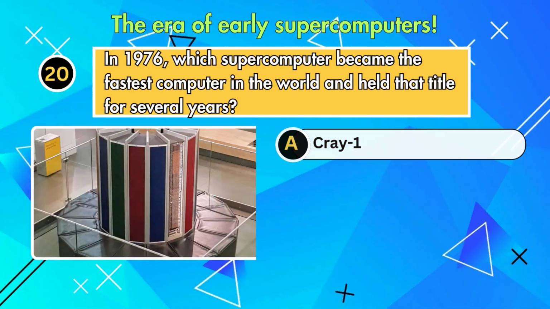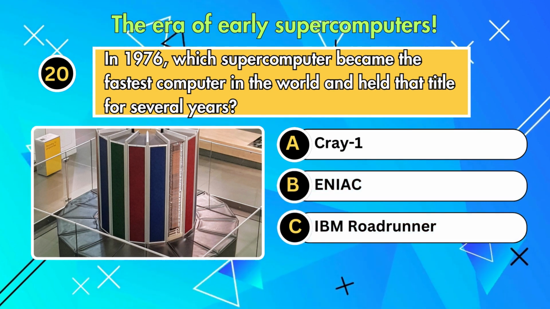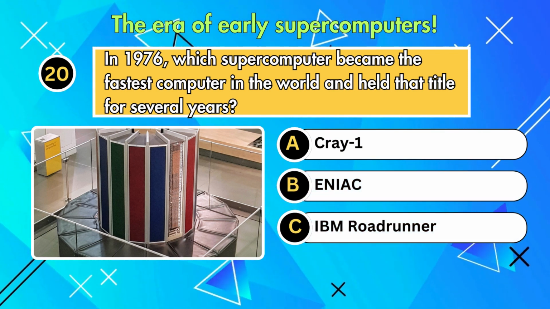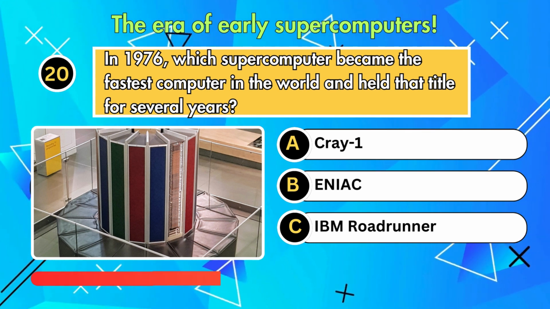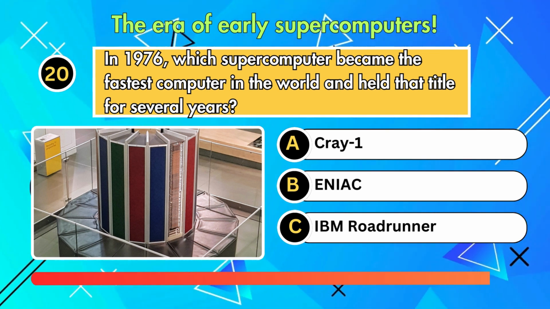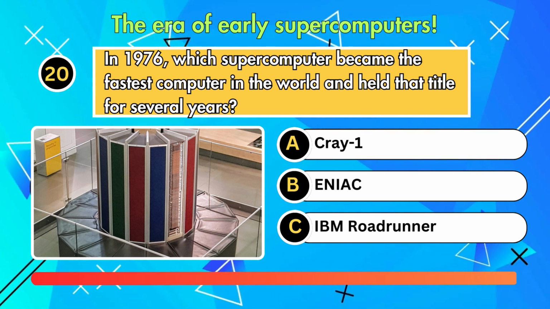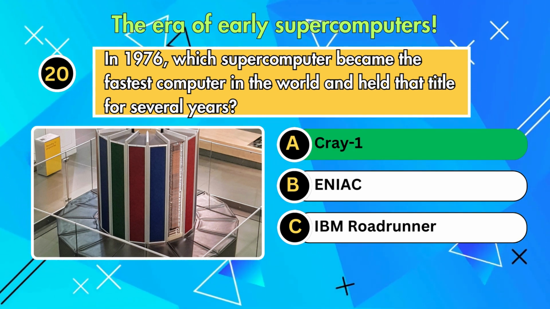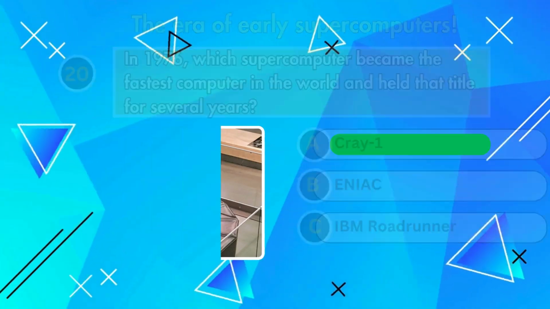In 1976, which supercomputer became the fastest computer in the world and held that title for several years? Option 1, Cray 1. Option 2, ENIAC. Option 3, IBM Roadrunner.